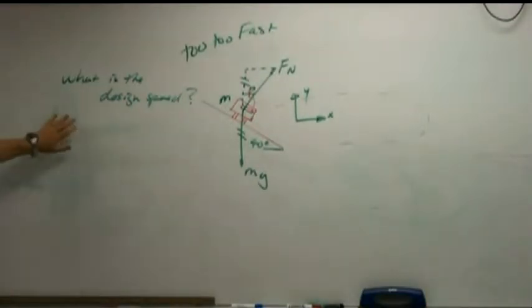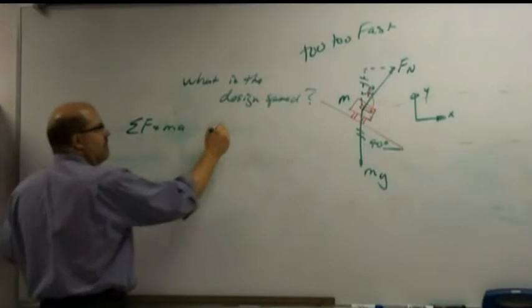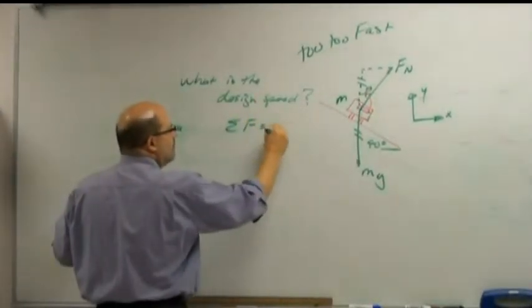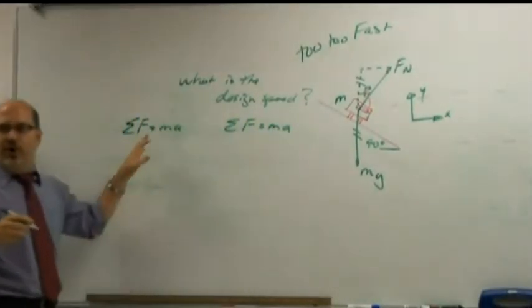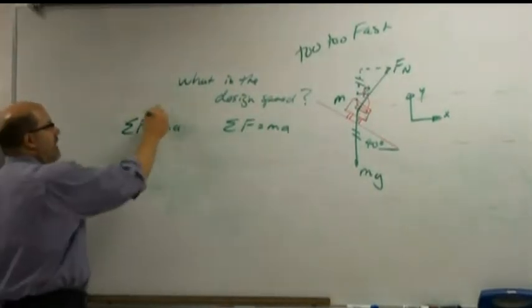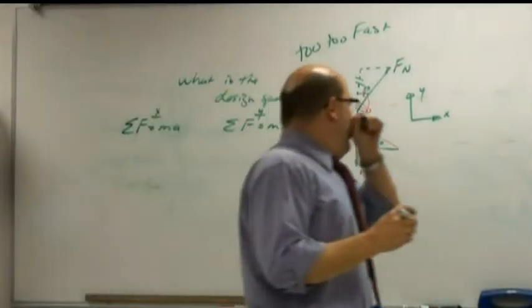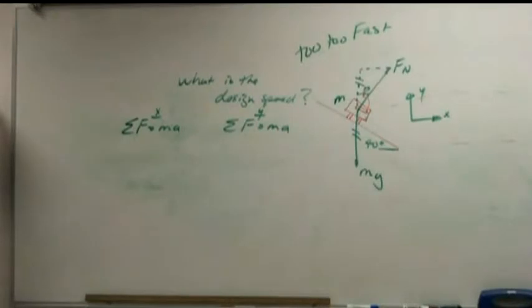I would like for you to write F equals ma for both directions, the X direction and the Y direction. It's the same thing as mine, just switched the way. Can you do it?